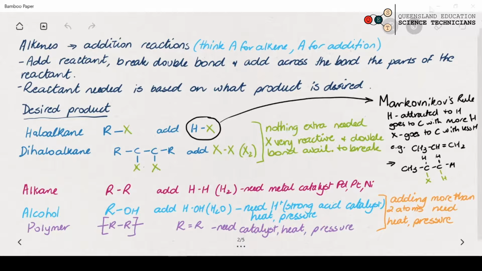So for a haloalkane, what we're doing is we want the halide, so if we just want a single halide, just a haloalkane, we have to add the halide, but we also need to add a hydrogen because we need to have two atoms, one to bond to one carbon and one to the other. So we'll add a hydrogen halide.